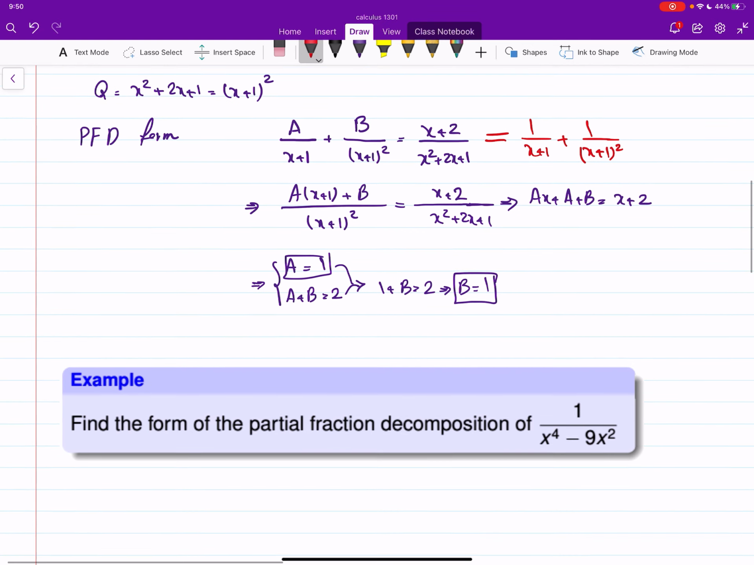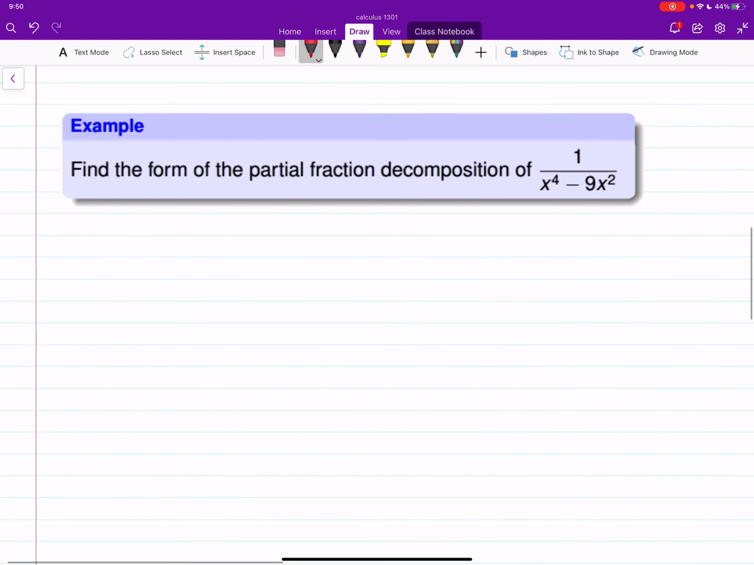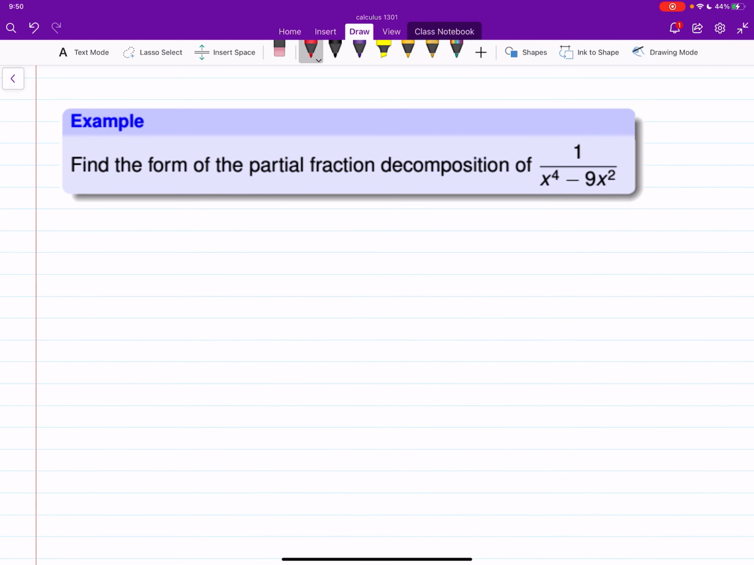There's another example here. I'd like to go over this one as well before we move on, but I won't find the solution for this. I just fix the form of the partial fraction decomposition. So here the denominator is x to the power 4 minus 9x squared. And then I can factor out x squared. This will give us x squared minus 9. And the factorization is this famous part, yes.